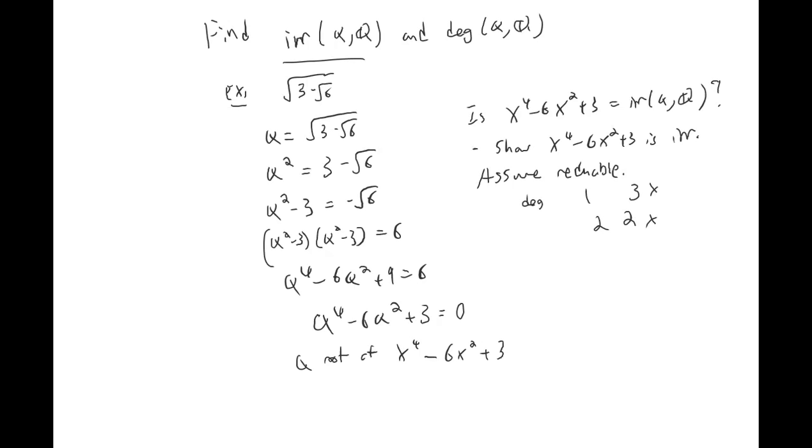You learned something that tells you this polynomial is irreducible. What is it? Eisenstein, with what prime? I think it's Eisenstein, not Einstein. Eisenstein with p equals 3. So by Eisenstein, this thing is irreducible. So we are done.